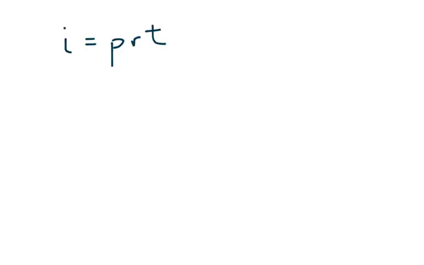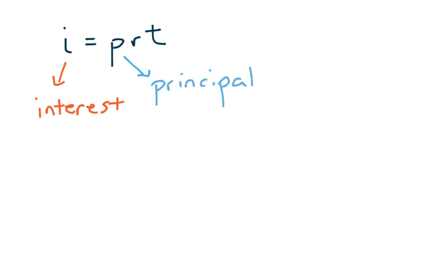Here's the formula for simple interest. It is I equals P times R times T. The I represents the amount of interest, and you'll know to use this formula because the problem will tell you that it is simple interest. The P represents what's known as the principal, which is the starting amount. The R represents the interest rate.